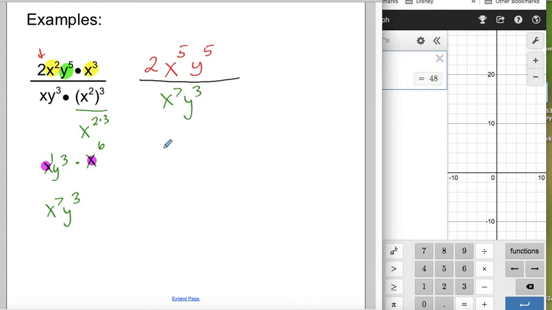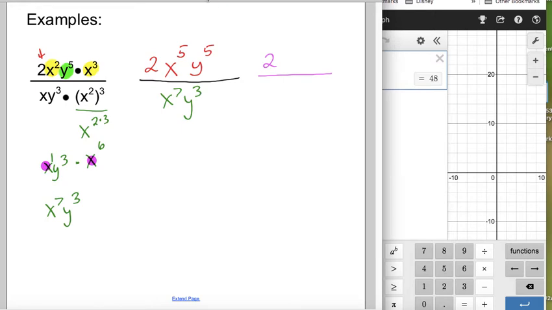Now that I have the numerator simplified and the denominator simplified, I'm going to apply the quotient rule. Remember, the quotient rule is just when I think, where are there more and how many more? So I'm going to get my fraction bar ready. The 2 is my only coefficient, so there will be no reduction here and the 2 will stay as is.